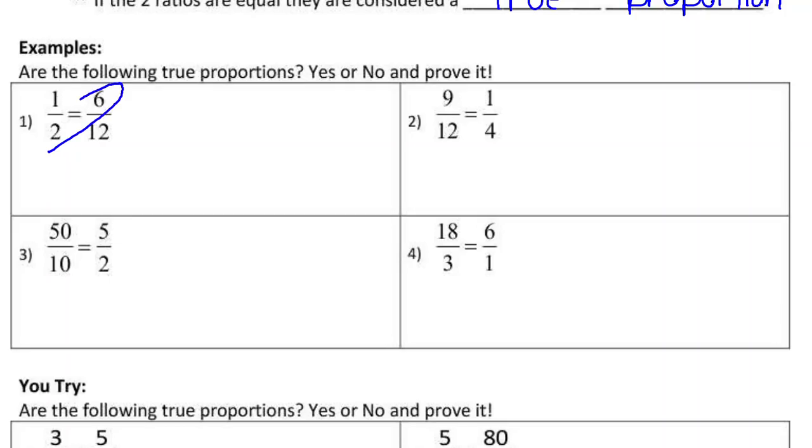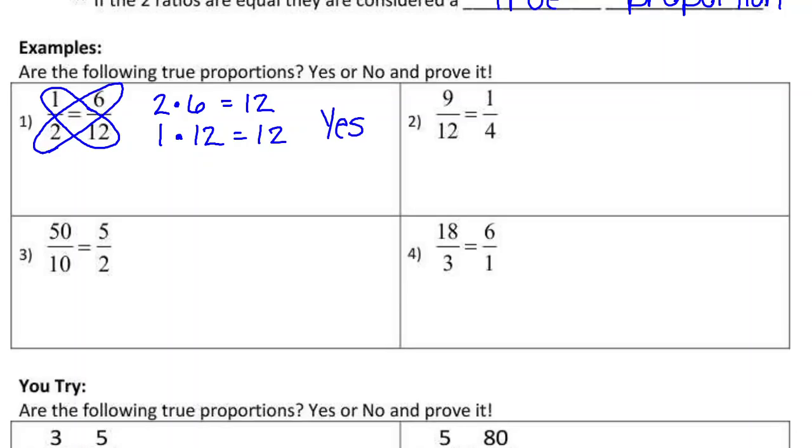So it doesn't matter which one you start with. You can start with the numerator to the denominator, so I could start with 1 and 12, or I could start with 2 and 6. I'm just going to start with 2 and 6 because that's what I circled first. So you're just going to multiply them, and I'm going to write it out so you can practice. 2 times 6 is equal to 12. And if I go the opposite direction, 1 times 12 is equal to 12. So are they a true proportion? Yes, because they are both equal to 12.